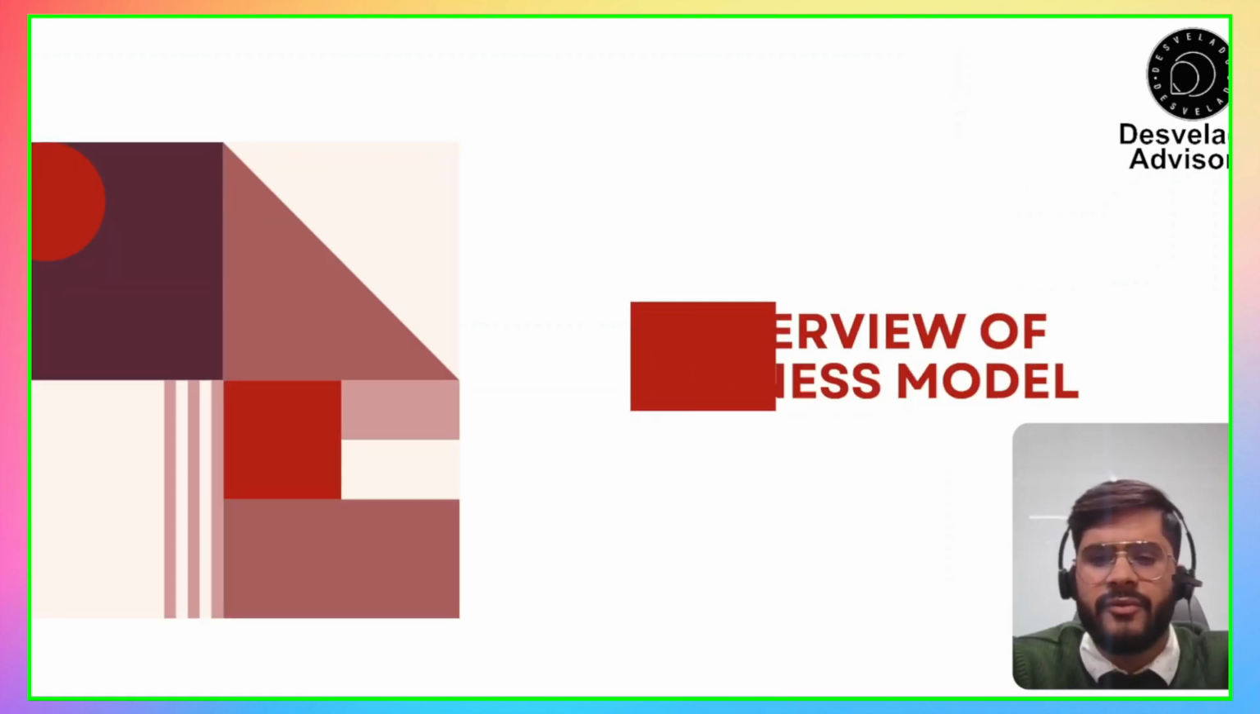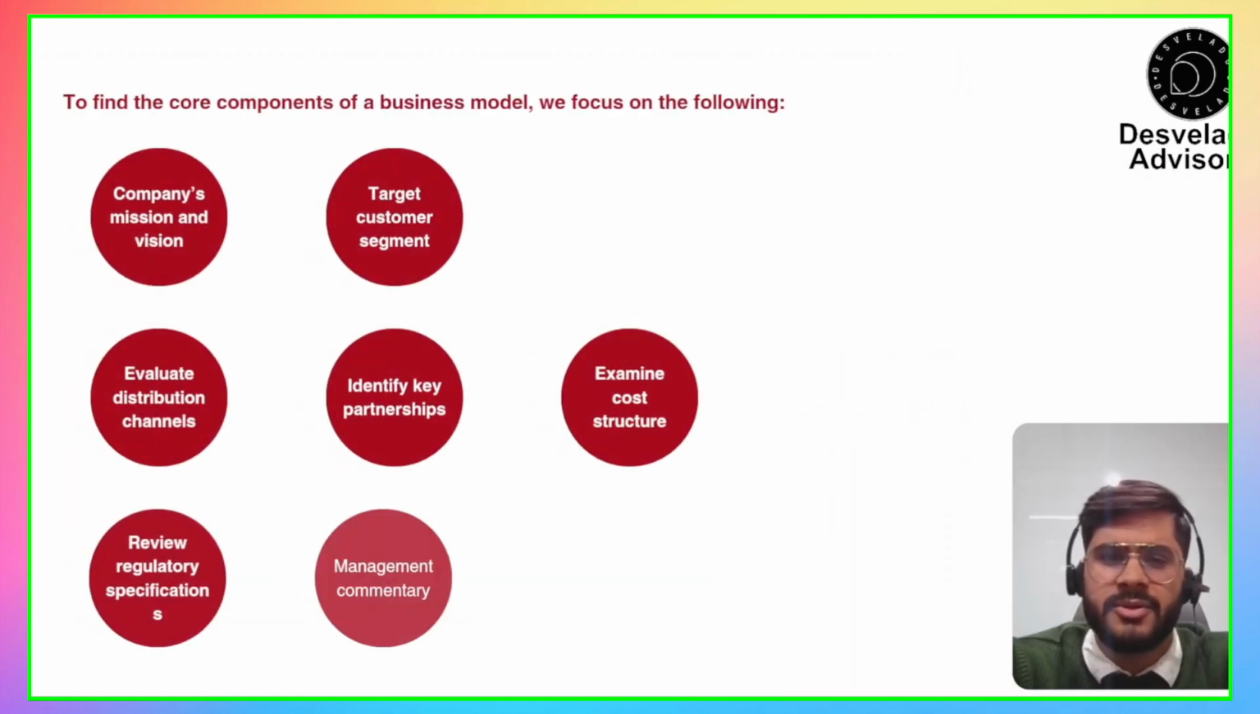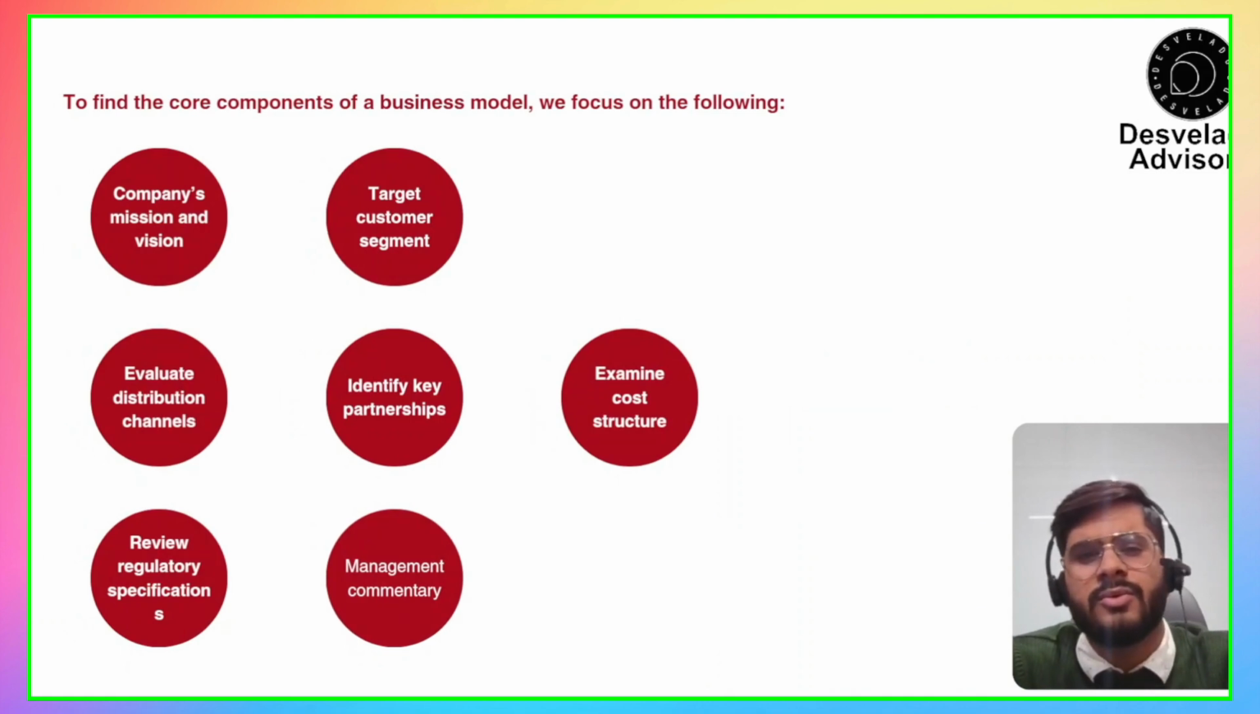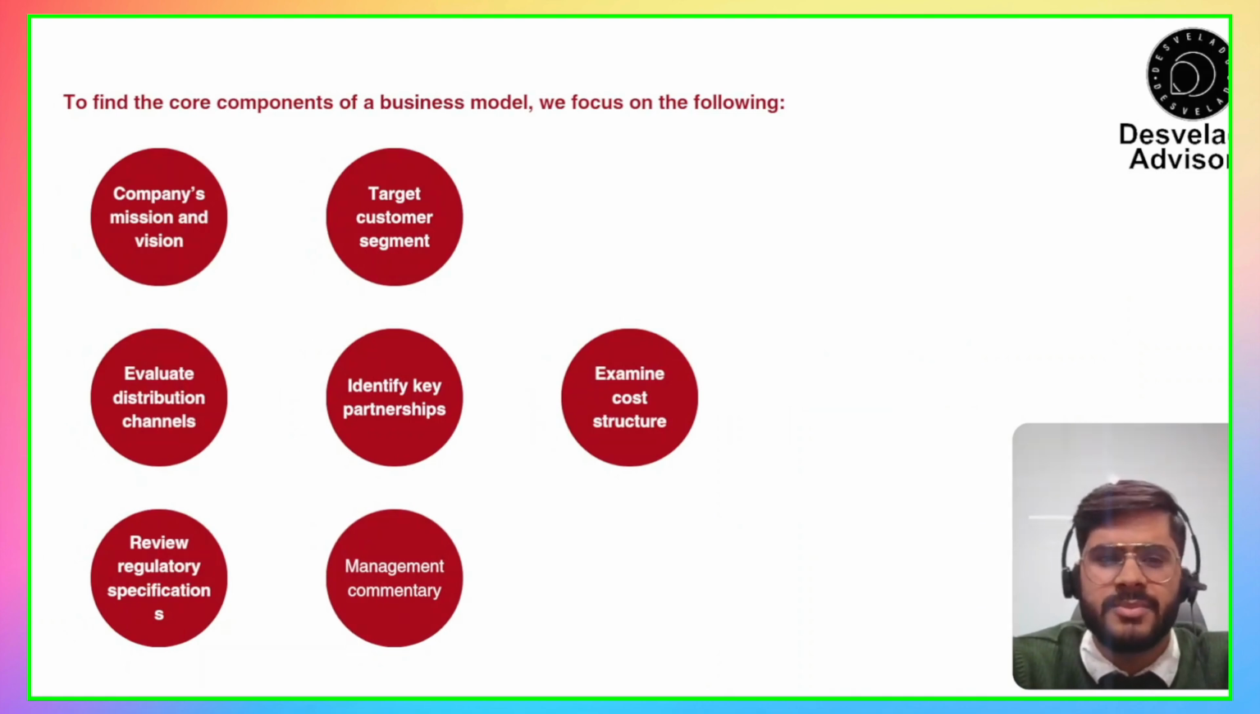And now we see the overview of business model, how to check out the business models of companies. A basic idea of the business model can be taken from the company's mission and vision statement, which is available everywhere, and the target customer segment that the company identifies and targets, and also the type of cost structure that the company has, and how the company reaches its targeted audience, and the commentary that they provide in their investor communications.